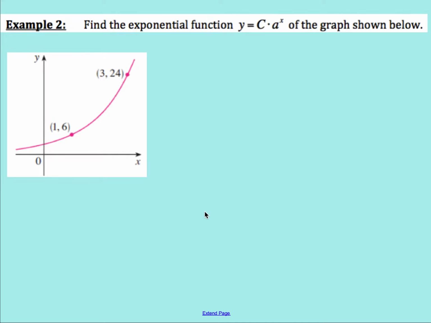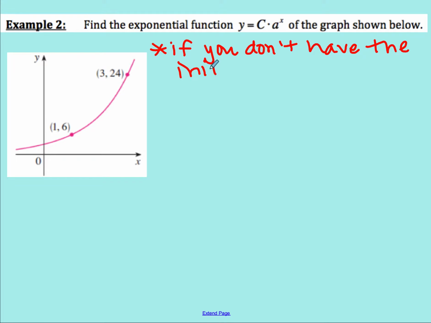All right, example 2 says find the exponential function, y equals c times a to the x, of the graph shown below. Okay, so in example 1, the first thing we did was look for our c value, or our initial value. In this case, I do not know my initial, but I am given 2 points. So if you don't have the initial value, aka your y-intercept, use 2 points instead.